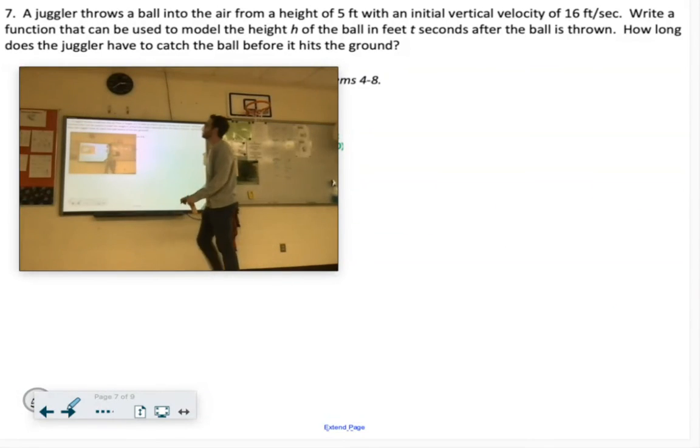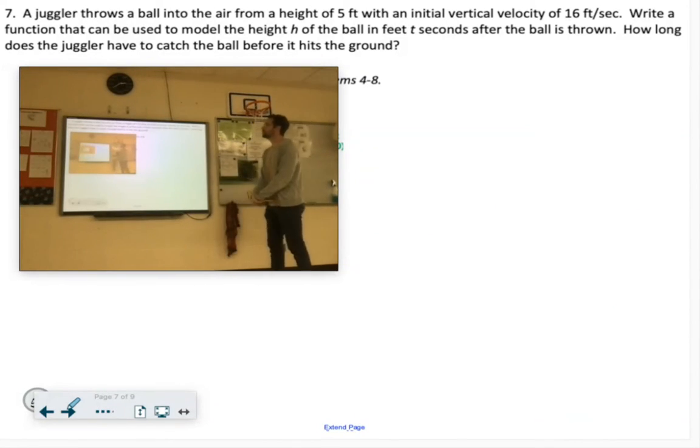A juggler throws a ball in the air from a height of 5 feet with an initial velocity of 16 feet per second. Write a function that can be used to model the height after t seconds after the ball is thrown. How long does the juggler have to catch before it hits the ground?